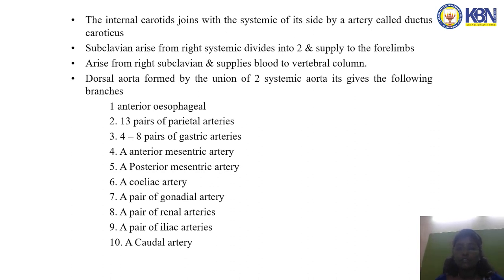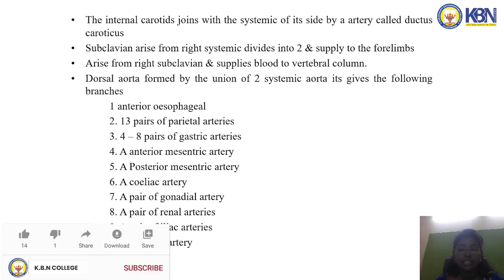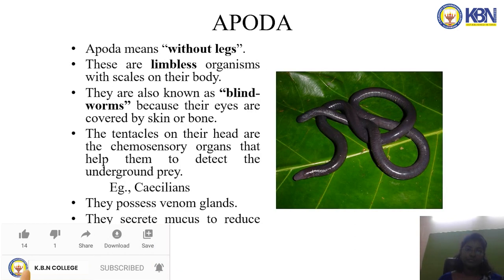It gives the following branches. There are 10 branches. First one, anterior esophageal, and 13 pairs of parietal arteries, and 4 to 8 pairs of gastric arteries, an anterior mesenteric artery, a posterior mesenteric artery, a celiac artery, a pair of gonadal arteries, a pair of renal arteries, a pair of iliac arteries, and finally a caudal artery.